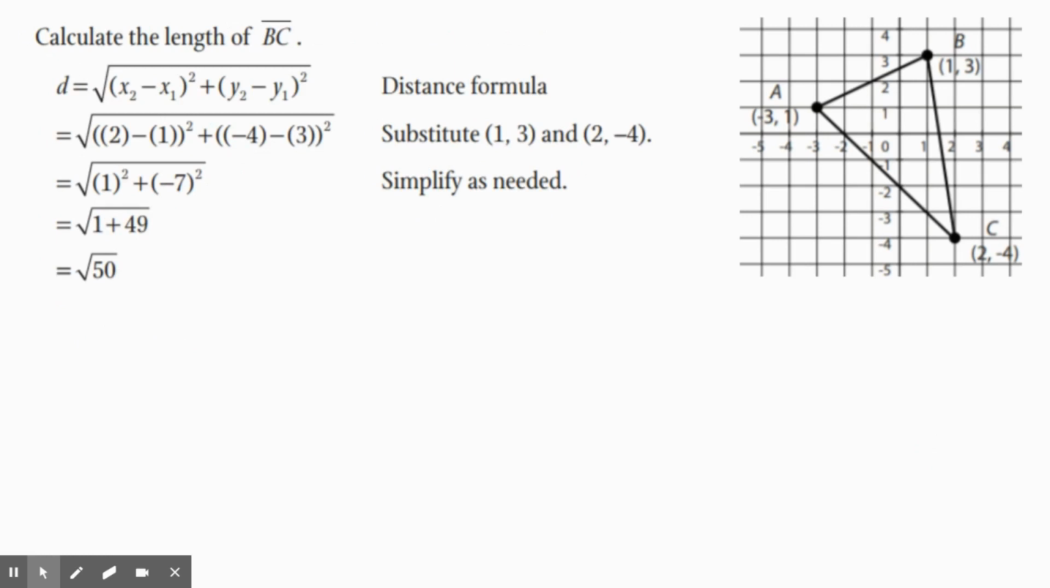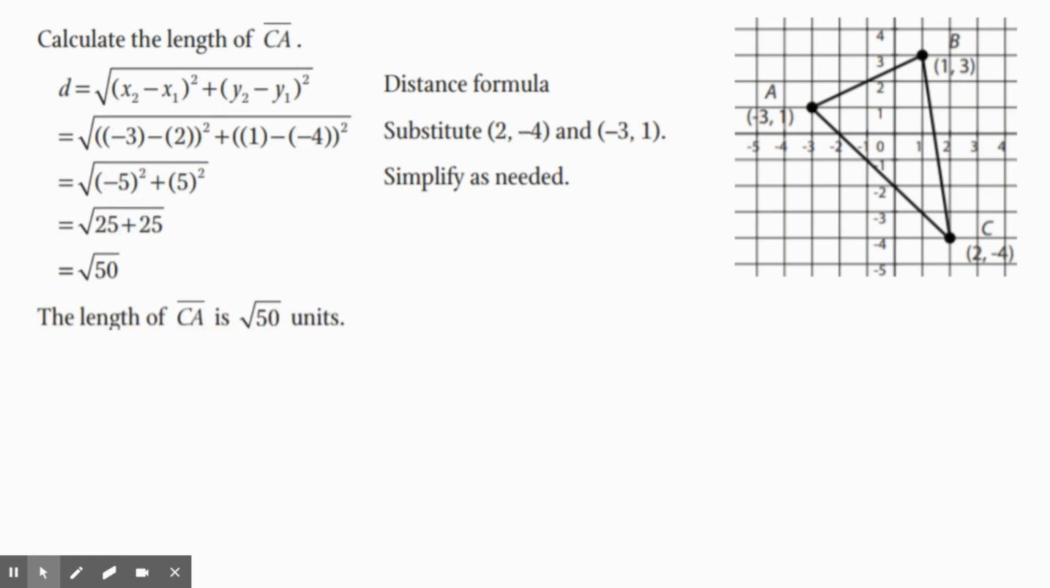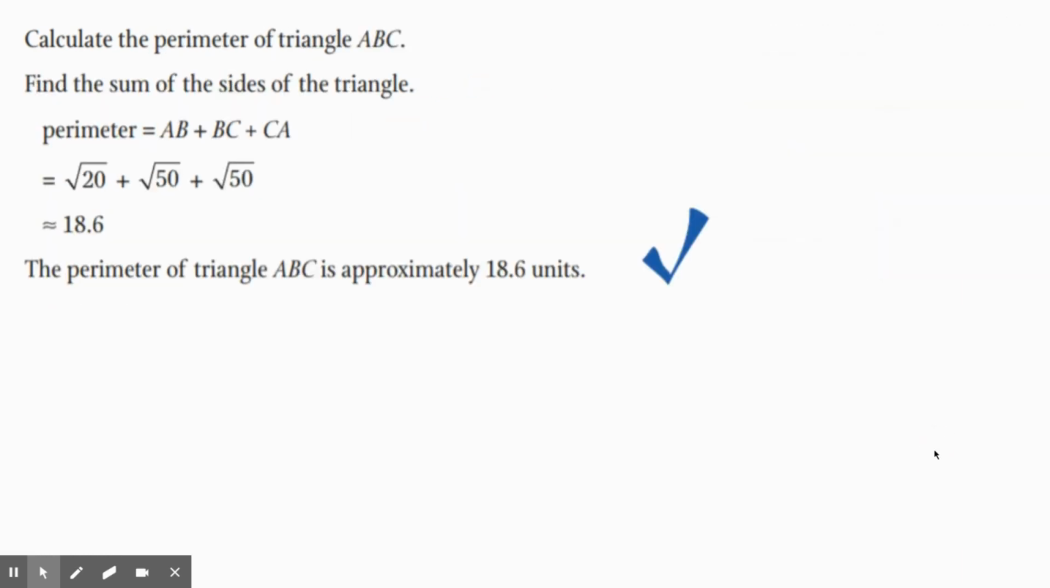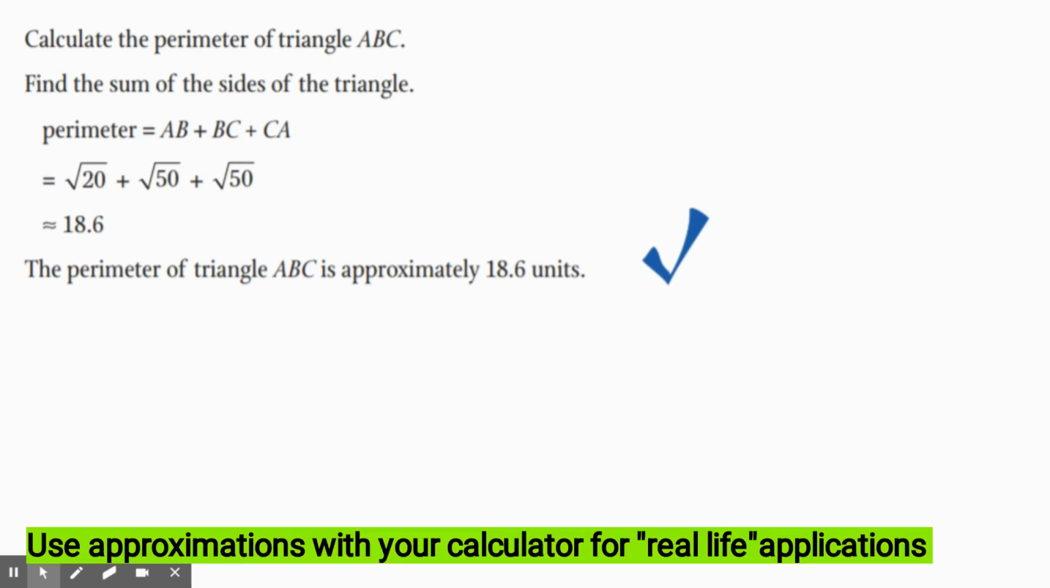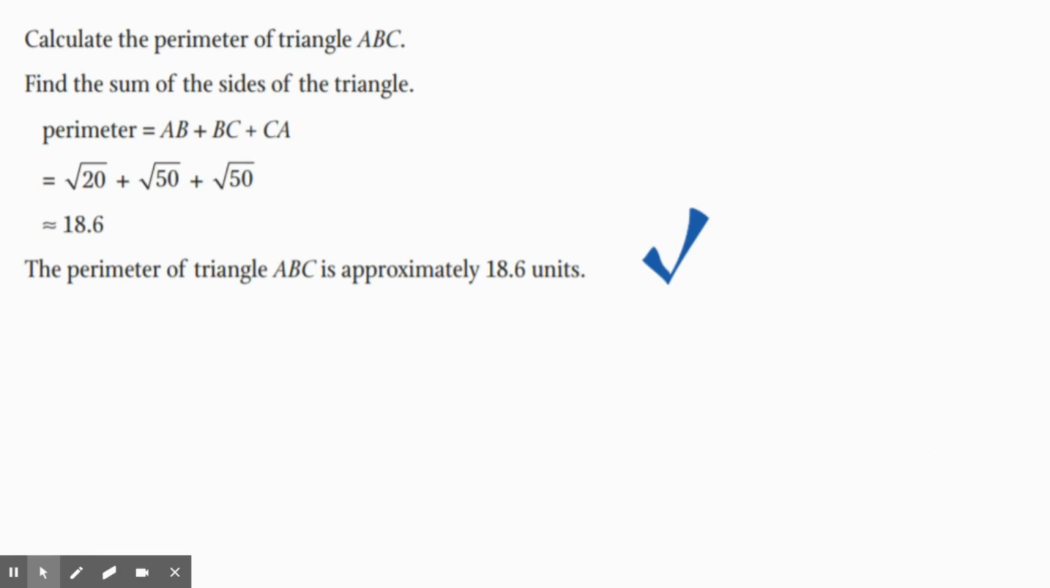I calculate the length of BC also using the distance formula, and the length of CA. My final move is to calculate the entire perimeter, which would be the length of AB plus BC plus CA, which is radical 20 plus radical 50 plus radical 50, which is approximately 18.6 if we were to use our calculator. Now, that is not an exact answer.